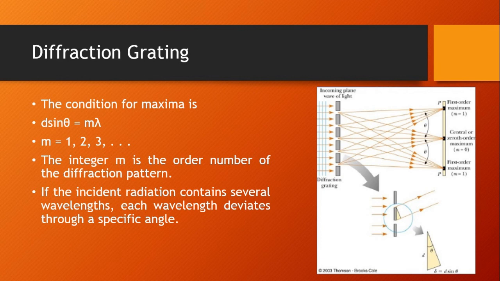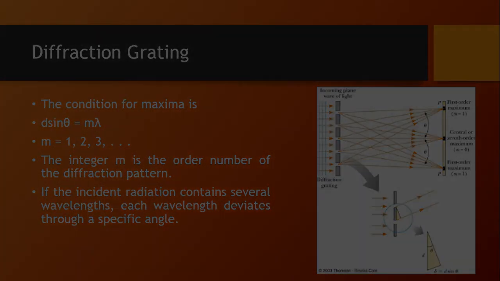If the incident radiation contains several wavelengths, the mth order maximum for each wavelength occurs at a specific angle. All wavelengths are seen at theta equal to 0, corresponding to m equal to 0 and the 0th order maximum. And the first order maximum, m equal to 1, is observed at an angle that satisfies the relationship sine theta equal to lambda by d. The second order maximum, m equal to 2, is observed at a larger angle theta, and so on.